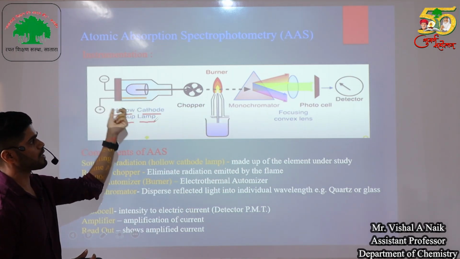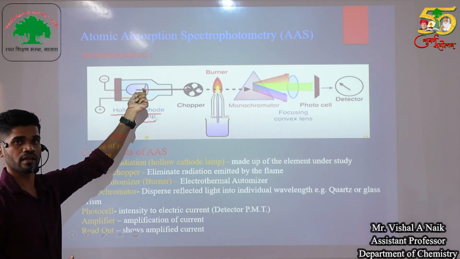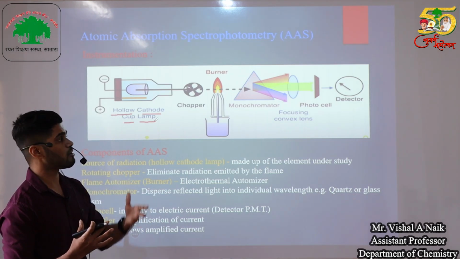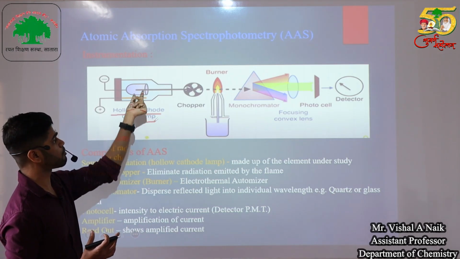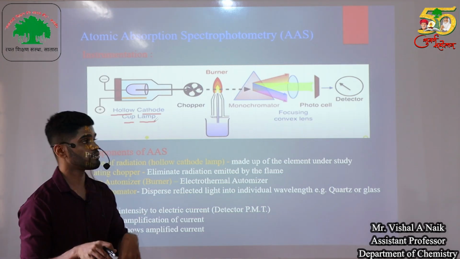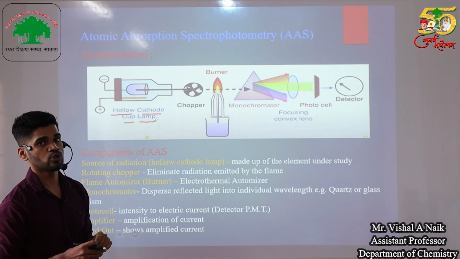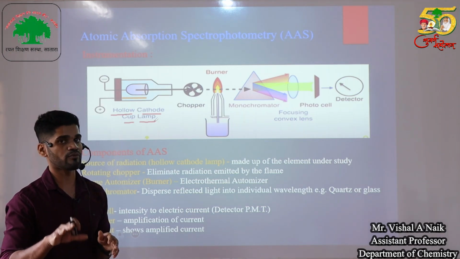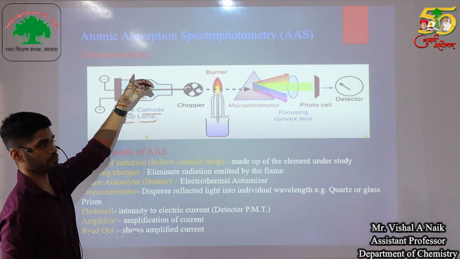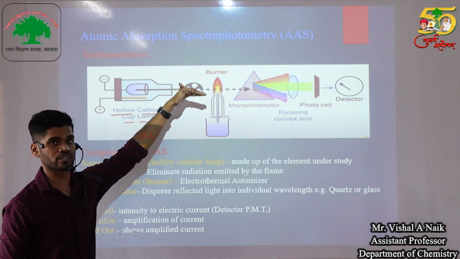The hollow cathode cup lamp contains a metal cup. If we have to determine copper, we take a hollow cathode lamp made up of copper. If we have to determine iron, we take a hollow cathode lamp made up of iron. So separate lamps are required for the determination of different elements. That particular lamp gives, or emits, radiation.